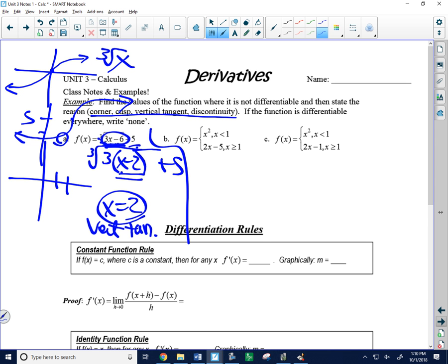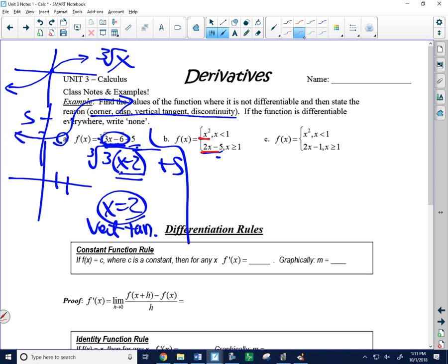All right, let's look at B and C. Very similar. They're piecewise. First, x squared and 2x minus 5. Those are both continuous everywhere, right? Parabola and line, continuous everywhere. Same, a line and a parabola both have a derivative everywhere. A line has a slope everywhere. No problems, no breaks in the graph.